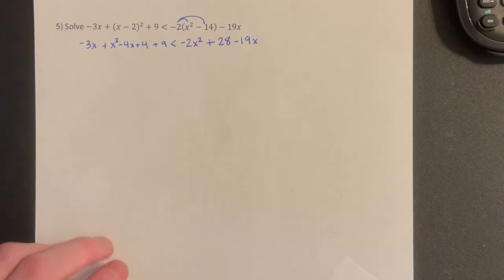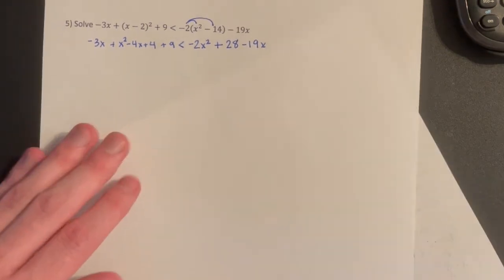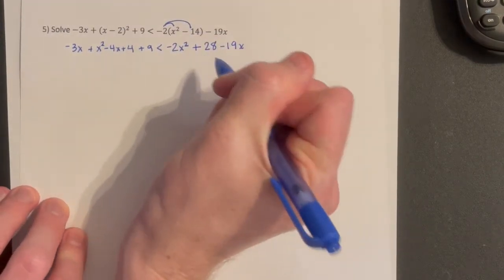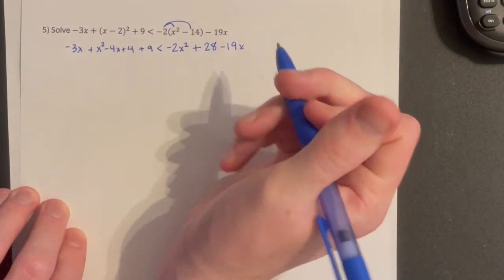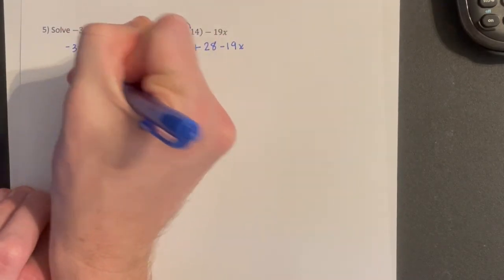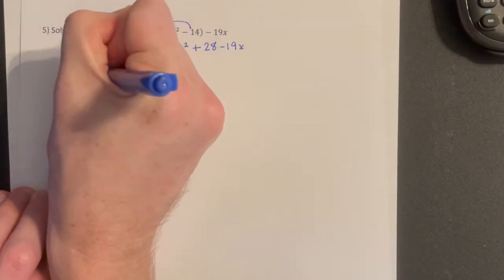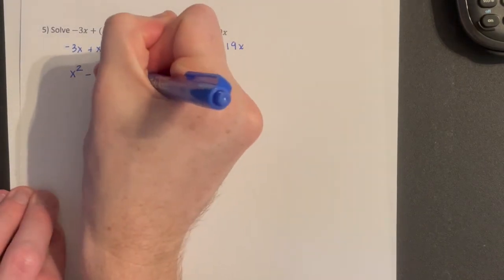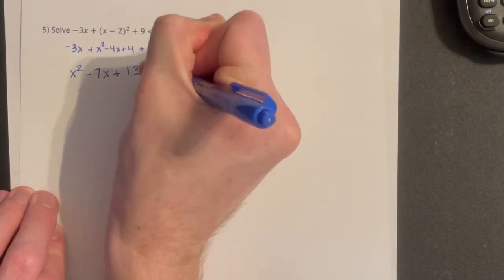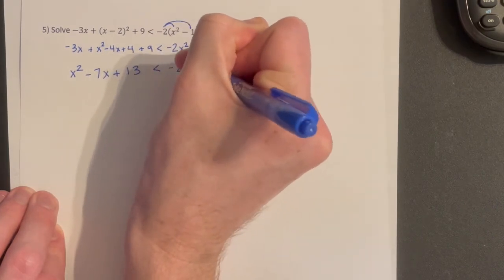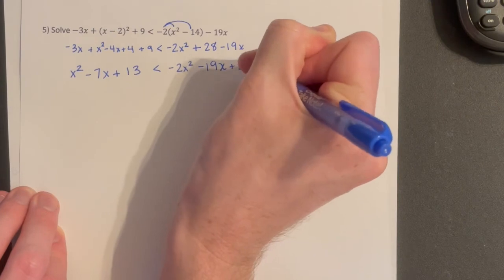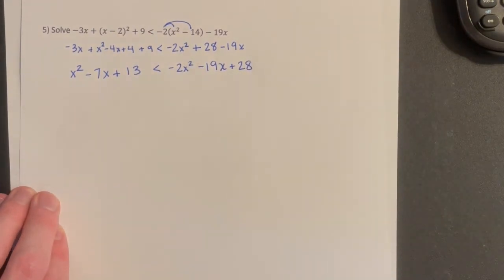All right, we take that and put a piece of paper underneath here. All right, so I want to get everything combined like terms. So I'm going to take that x squared and then combine -3 and -4, so it's -7x. A positive 4 and positive 9 is 13. -2x squared, -19x, and positive 28. We just put that in standard form.